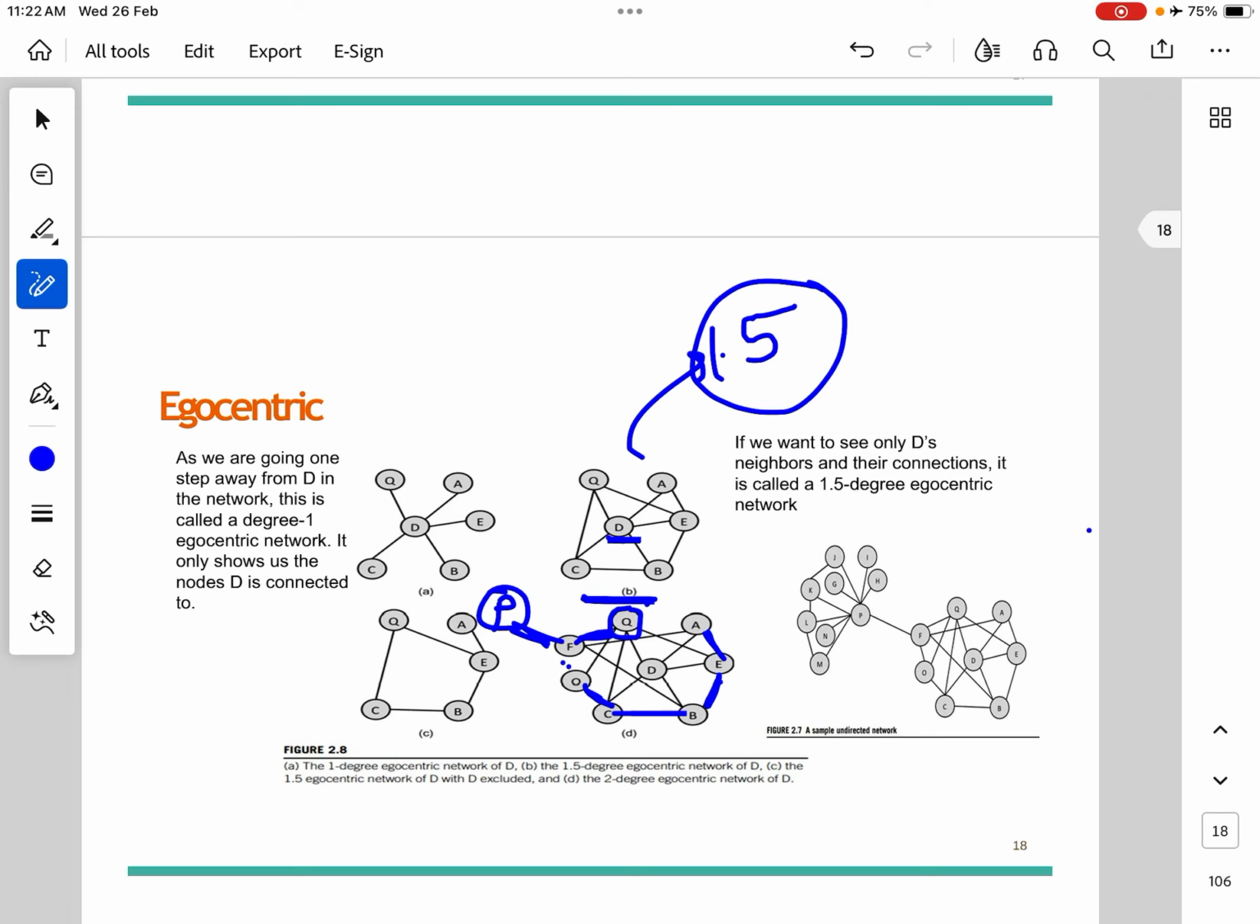Okay, if you see here, if we do O, then it will be a 2 degree. So it will be wrong, because O is not connected to D. C and Q is a connection, is okay. Why? Because C and Q both are connected with D. So you can draw connections which are common connections with D for a 1.5 degree. I hope this is not getting too complicated.